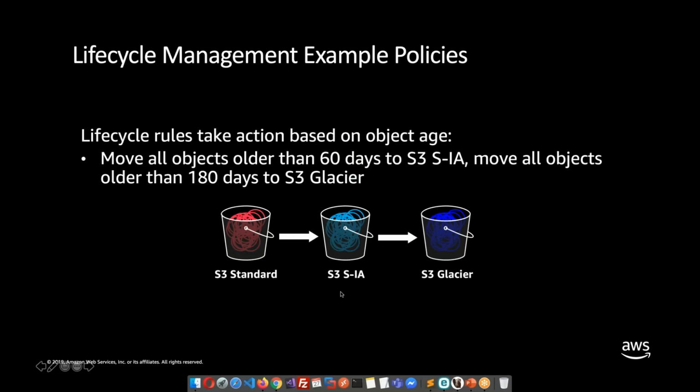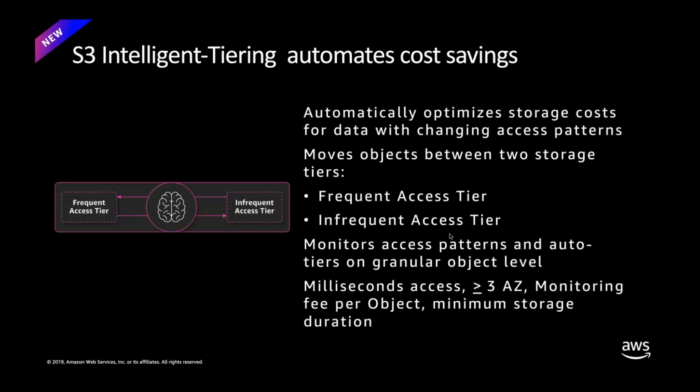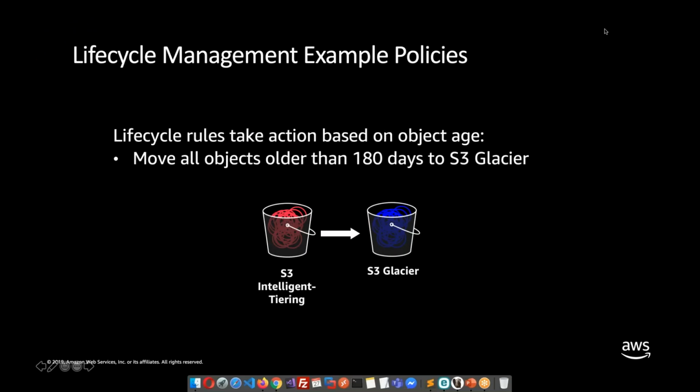So this is the one that I mentioned earlier. If you have 60 day old data, it can be moved from one storage class to another. So what is S3 intelligent tiering? Basically, it's automated cost saving for you. It automatically optimizes storage cost depending on the pattern in which you use your data. So this is the lifecycle management policy.